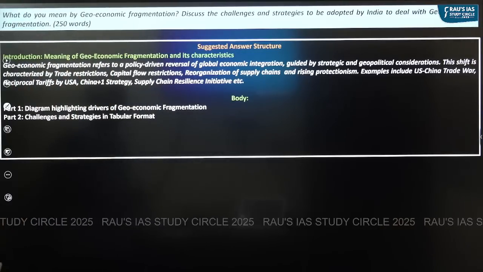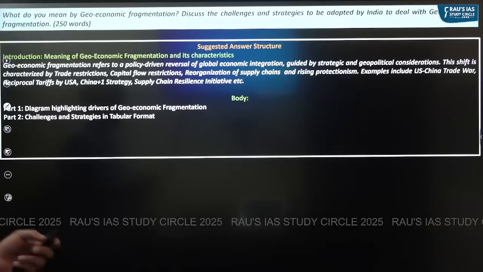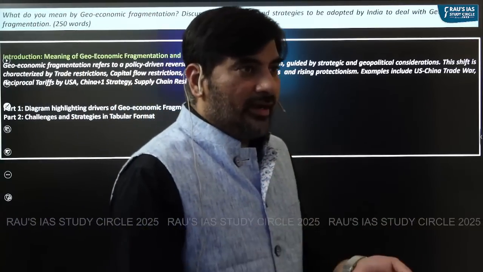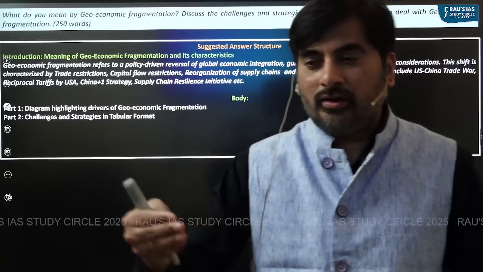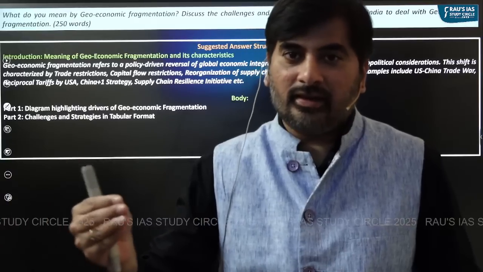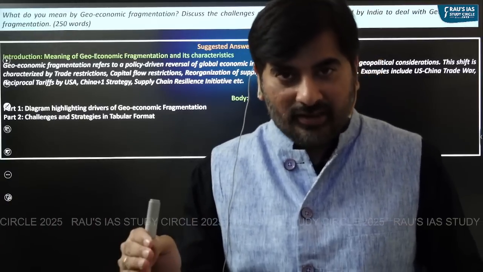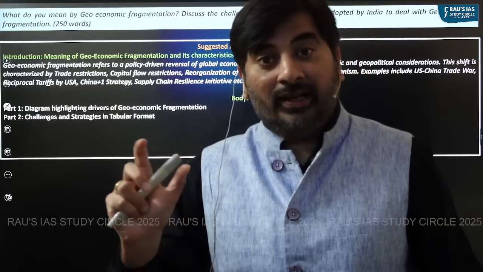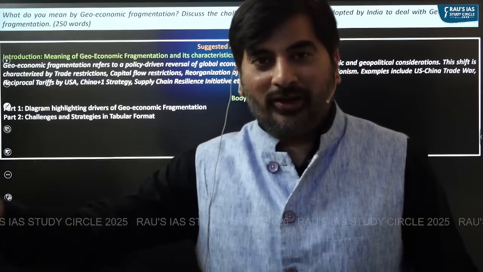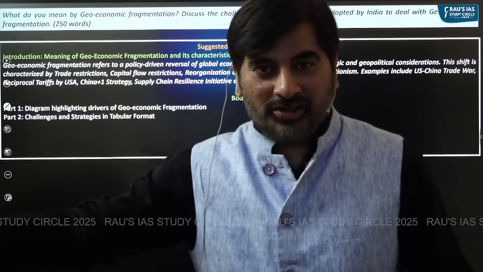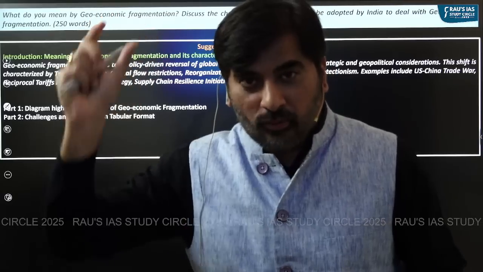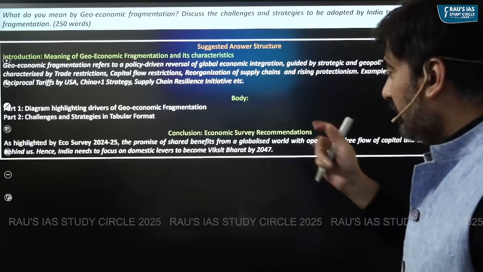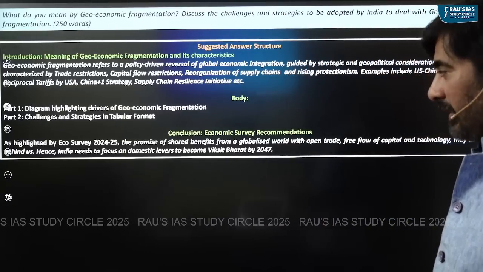So after writing the body of the answer, next is conclusion. So what is the way ahead? As far as the way ahead is concerned, you can directly take into account the recommendations made by this year's economic survey, which is that India can no longer rely on the shared prosperity through free movement of goods, capital, and technology. India should start focusing more on domestic levers or domestic factors. So that is the economic survey recommendation.